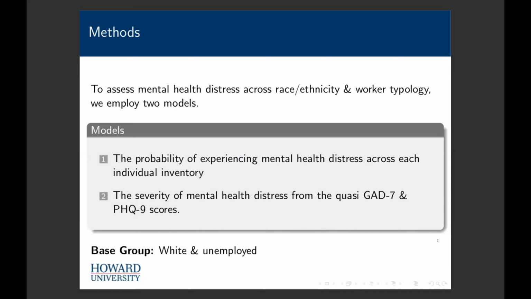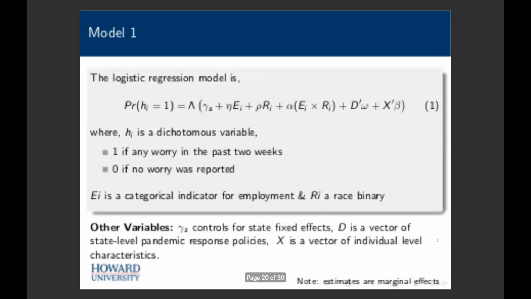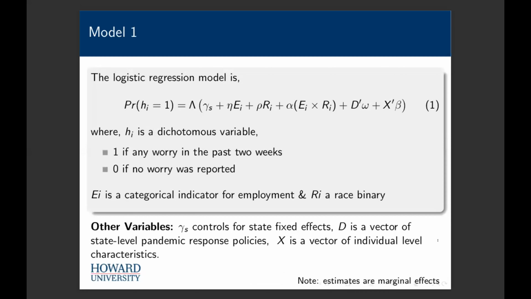So to get at this, we use 2 models. To assess mental health distress across race, ethnicity, and worker typology, we employ 2 models. The first, we estimate the probability of experiencing mental health distress across each individual inventory, so across all 5 individual inventories. And then we estimate the severity of mental health distress from the quasi-GAD-7 and PHQ-9 scores. There we generate a score similar to what's done in Burfish. So using a logistic regression, our dependent variable is a dichotomous variable, 1 if there's any worry in the past 2 weeks, and 0 if no worry is reported.